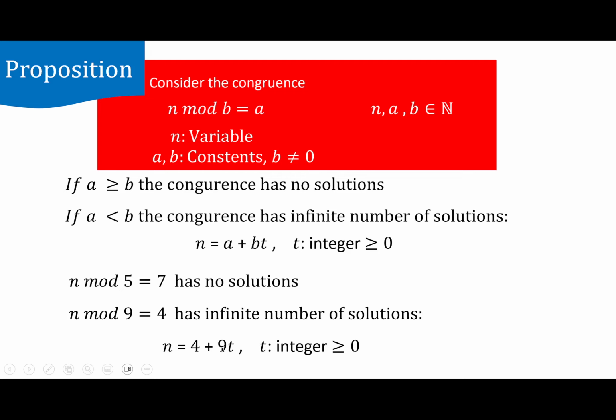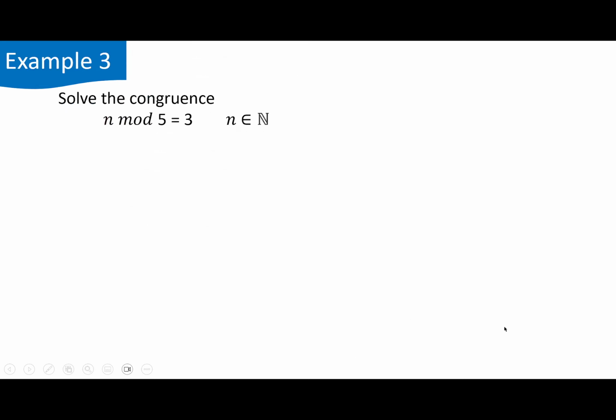You add another 9, and so on and so forth. Example 3. Now, this will be clear here when we do these examples. Solve the congruence. Okay, so here's what you do. N mod 5 equals 3. You start with 3, because 3 is one of the solutions, and then you start adding 5, 5, 5. All of these are solutions to this congruence.